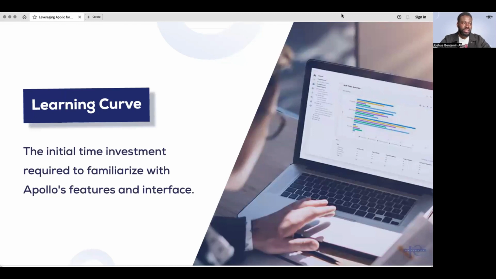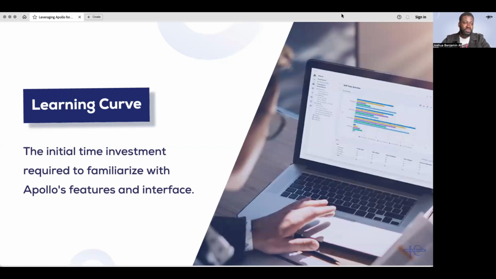Learning curve. The initial time investment required to familiarize with Apollo's features and interface can be very tedious, because it's a very big, or I would say vast system. Having to go over everything to familiarize yourself with the platform and the features that it has can be a bit daunting for some people. So it does take a long time for you to get acquainted with the software and what it can do for you.